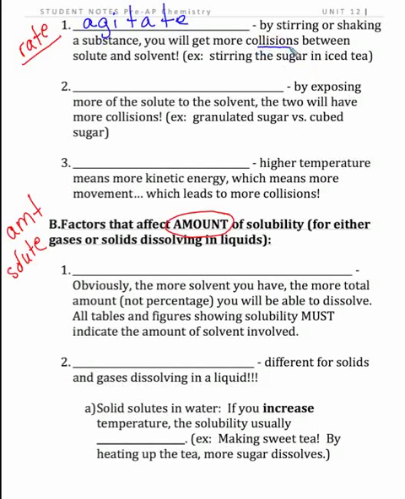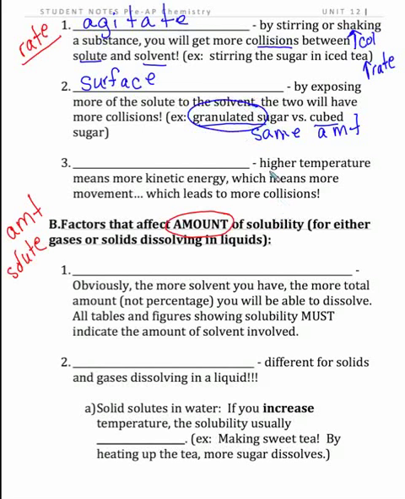If you stir, you get more collisions between solute and solvent. And much later in the semester, the very last unit, you'll see that anything we do to increase collisions is going to increase the rate of a process. Now, if we expose more surface area, so if I'm dissolving granulated sugar versus cubed, if I take the same amount of sugar in cubed form as I have in granulated, the granulated will dissolve faster. Increase surface area, increase collision.